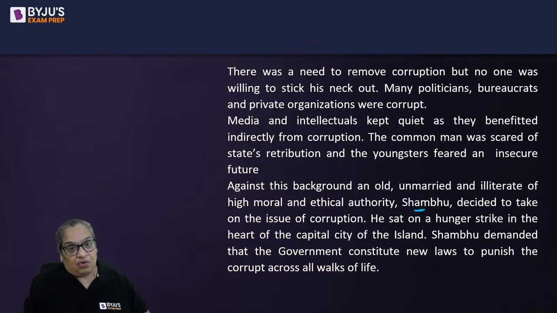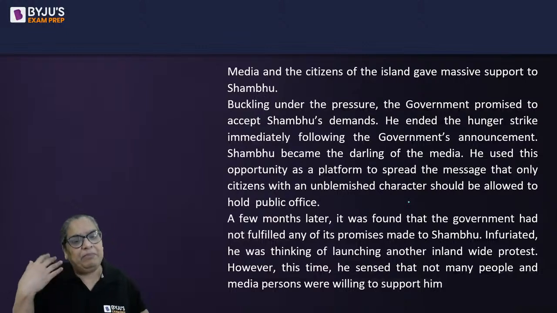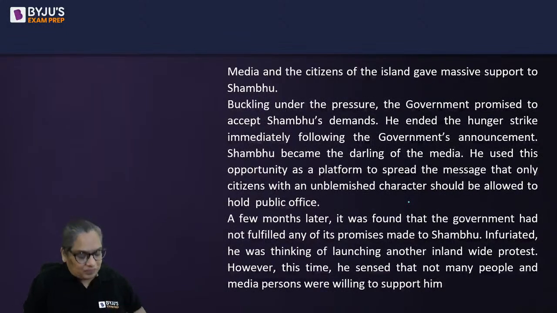People were afraid of government retribution or revenge. Media and intellectuals kept quiet as they also kind of benefited from corruption. Against this backdrop, there was one old, illiterate, highly moral person called Shambhu who decided to go on a hunger strike in the capital against corruption and made some demands. All right, let's see the next slide. Read it and then we will sum up.